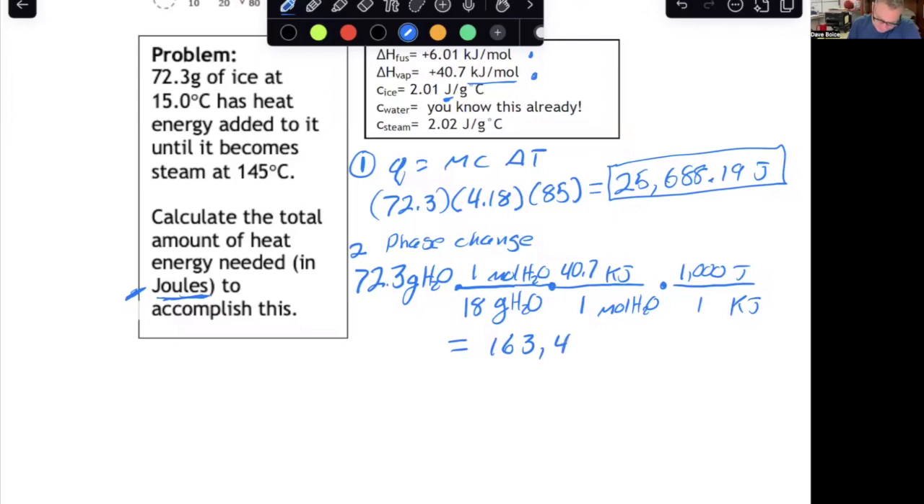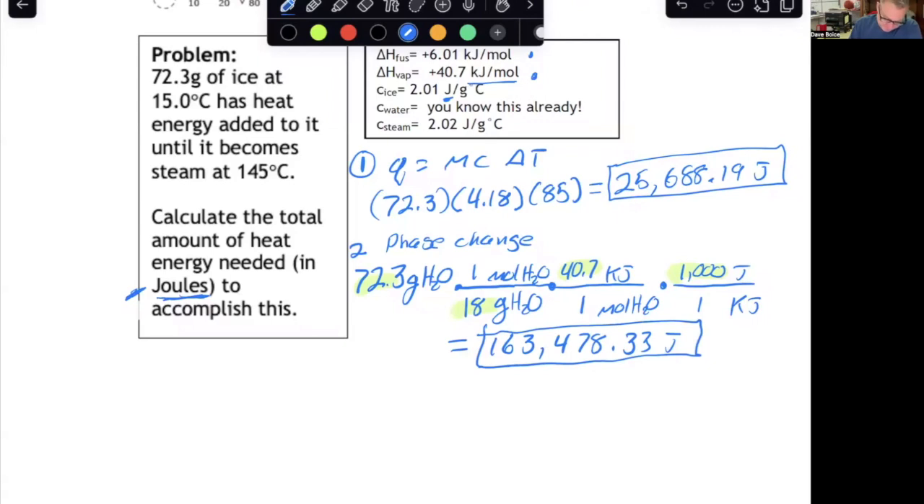So put that into my calculator, and that is going to give me a nice giant number of 163,478.3. And I get that by doing 72.3 divided by 18 times 40.7 and times 1,000. And that's going to give me 163,478.3. Double check that. And it's actually 0.33333. So let's just put 33. Okay, and that is in joules. This is what I want it to be in.